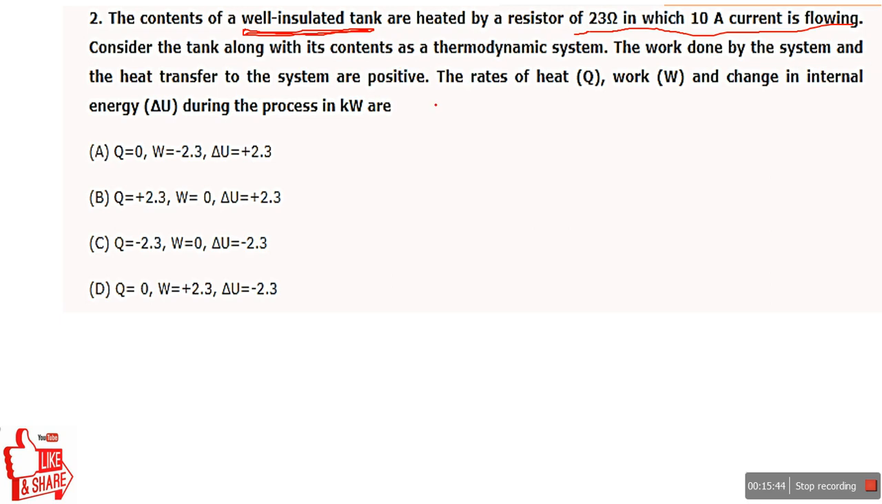The work done by the system and heat transport to the system are positive. They purposefully mention some sentences for the confusion. We know that work done by the system is positive, and the heat supplied to the system is also positive. The rates of heat are Q, W, and change in internal energy during the process, all given in kilowatt. Which option is correct? We are going to find out.